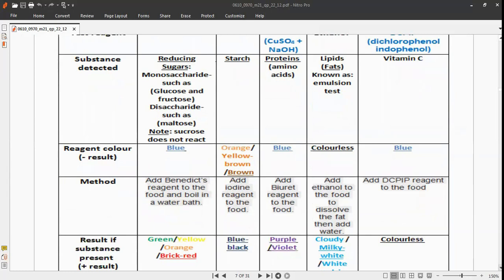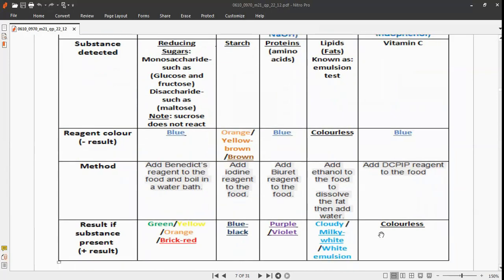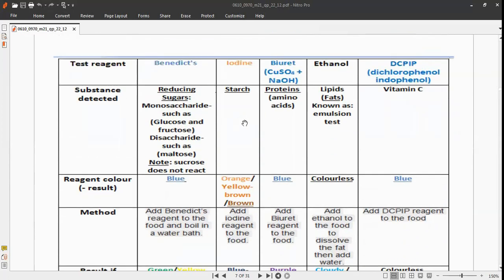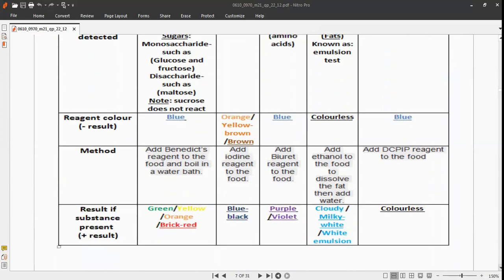What is the method? Add Benedict's reagent to the food and boil in a water bath. The result, if substance present, the positive result: green, yellow, orange, till brick red. What about starch? Starch is detected by iodine. The reagent color is orange, yellow, or brown. Add iodine reagent to the food directly. If substance present, positive result: blue-black.